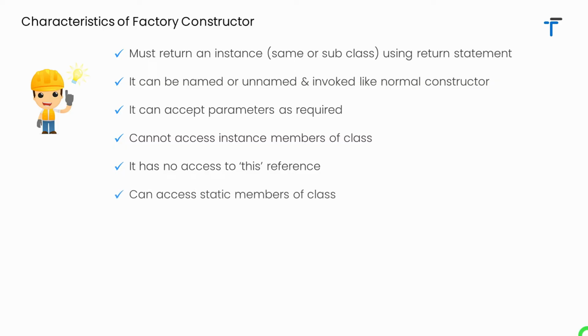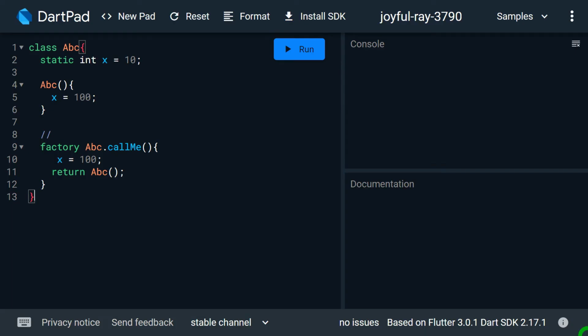Factory constructor can access the static members of a class. It means we can access the static variables and the static methods inside the factory constructor. Right now we have seen that we cannot access instance members, that is the instance data and instance methods, inside the factory constructor. But the good news is we can access the static members inside the factory constructor. Let's say we have the variable x here, which is static, and that's why inside the factory constructor abc.callme, it's possible to use this data member x, because it's a static one.